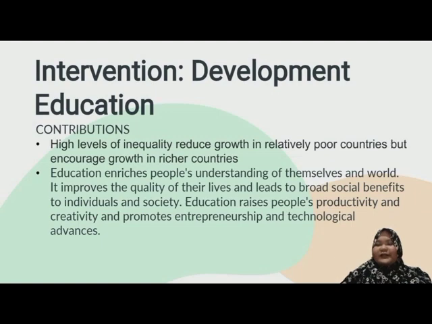High levels of inequality reduce growth in relatively poor countries but encourage growth in richer countries. According to a recent paper by NBER Research Associate Robert Barro, Equality, Growth and Investment, Barro studies a broad panel of countries between 1960 and 1995 and finds that growth tends to fall with greater inequality when income per capita is less than $2,000, and to rise with inequality when income per capita is more than $2,000.